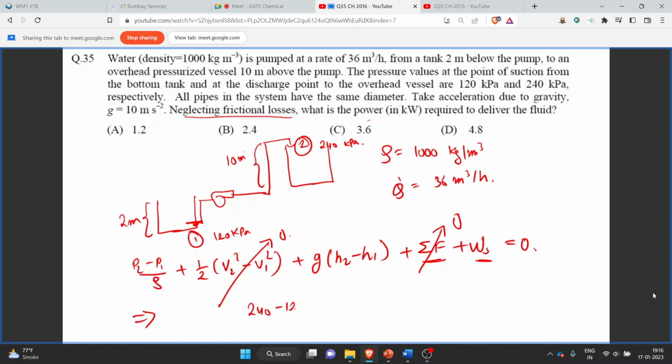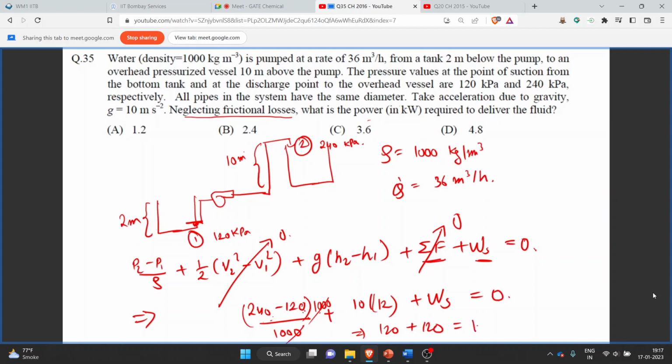So it will become (240 minus 120) upon rho, which is 1000, plus g, which is 10, into (H2 minus H1), which is basically 10 plus 2, that is 12, plus shaft work is equal to 0. Now this was in kilopascal, so we can change it into pascal by multiplying it by 1000. So ultimately the pressure will be in pascal upon the density, so that will become 240 minus 120 is 120, plus 120.